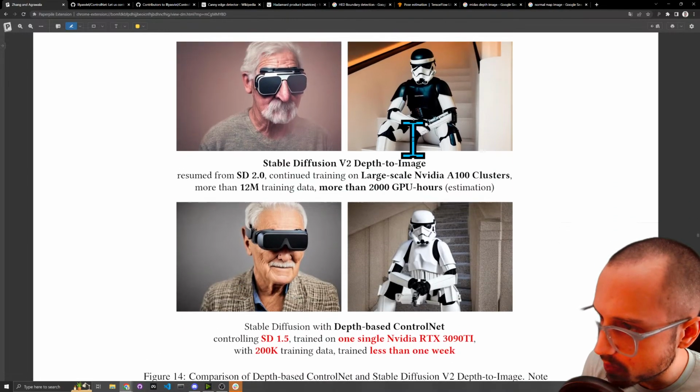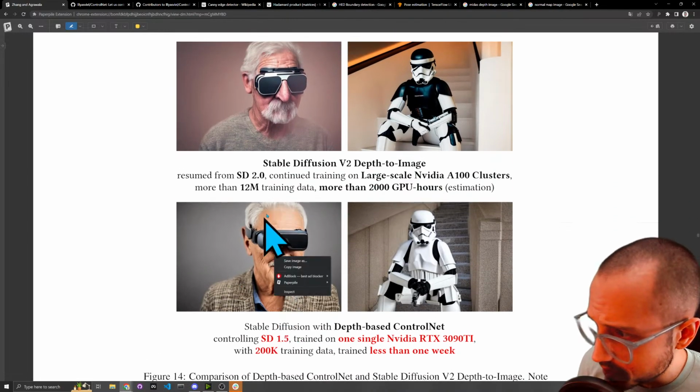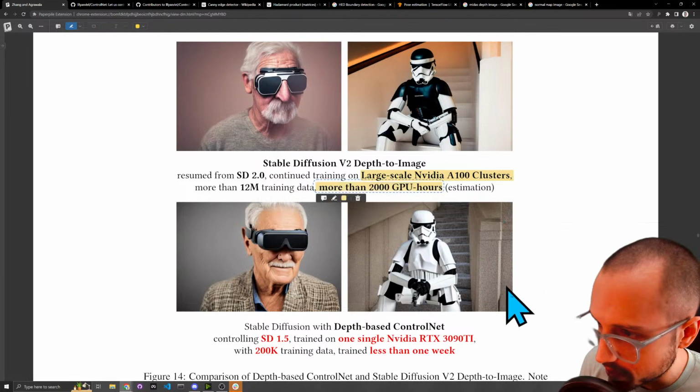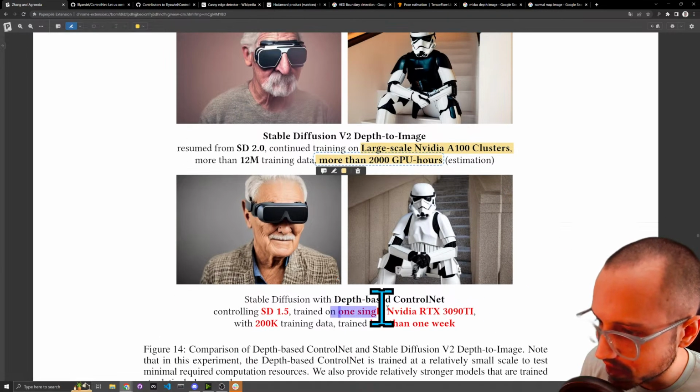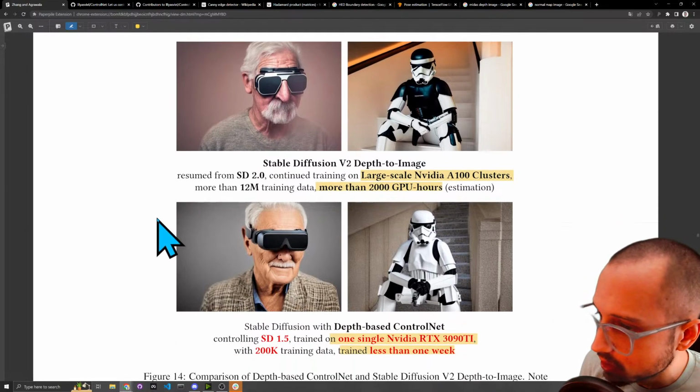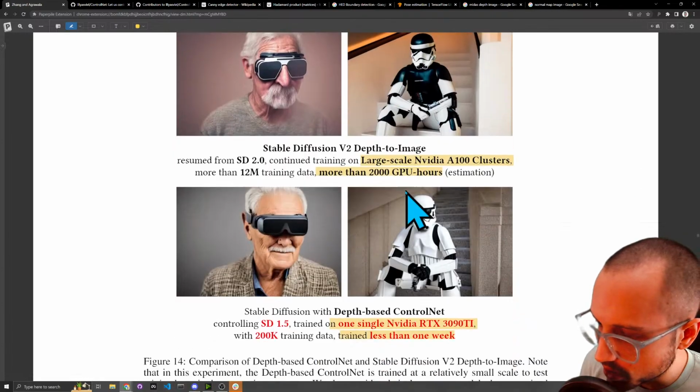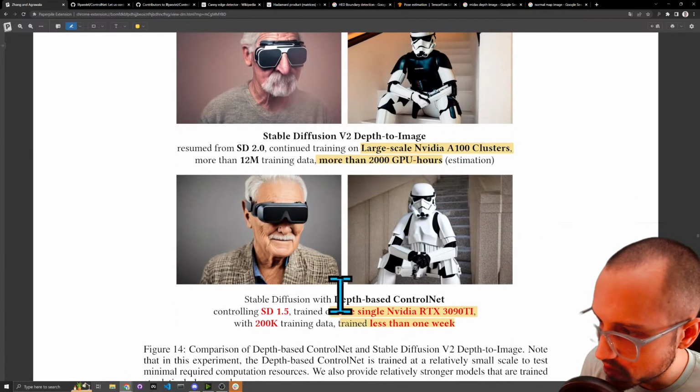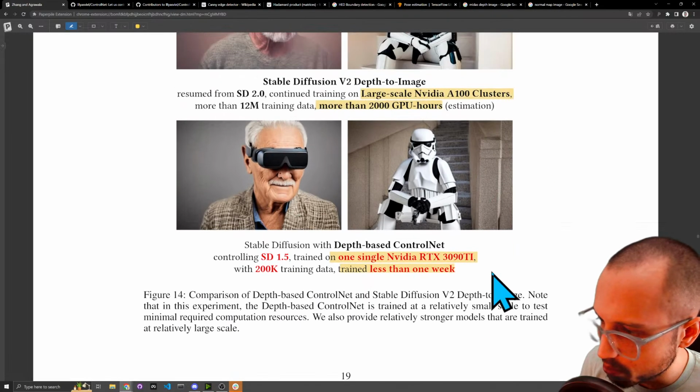Okay, so here's an interesting one. Here's the difference between training on large-scale NVIDIA A100 hours for more than 2,000 GPU hours versus training on a single NVIDIA RTX 3090 for less than 1 week. So, I mean, this goes to show you that you don't need the huge ones to fine-tune a model.